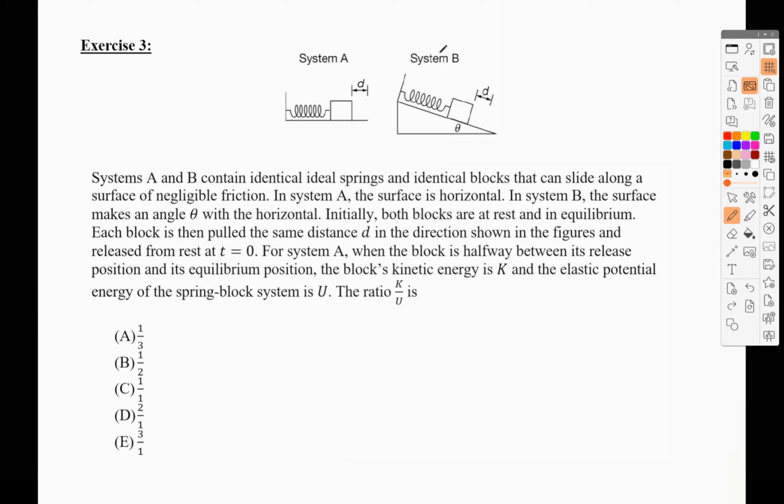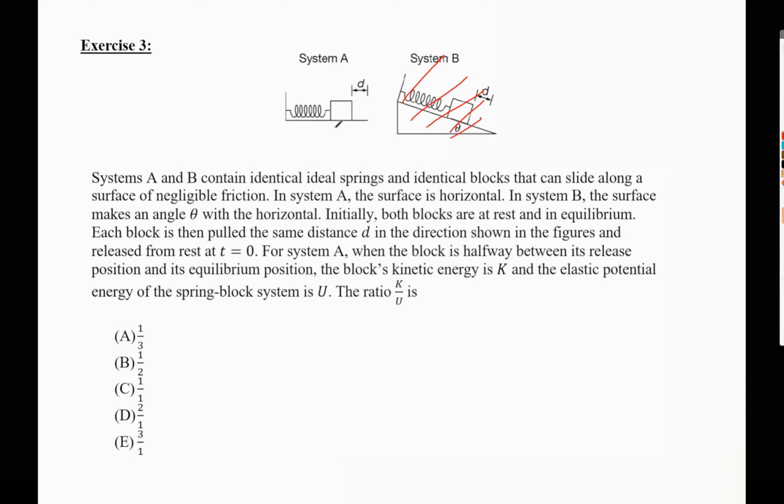Now they're ignoring system B, they're talking only about system A. This happens because sometimes on the paper itself such a given is related to several questions. Now we're interested in system A. We need to find the ratio K over U when the block is halfway between the equilibrium and the amplitude.